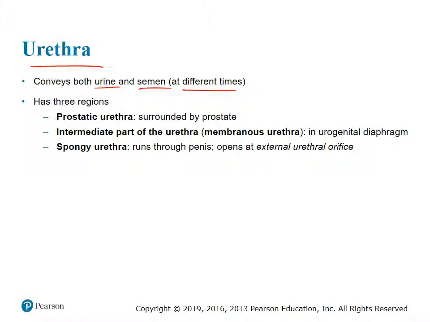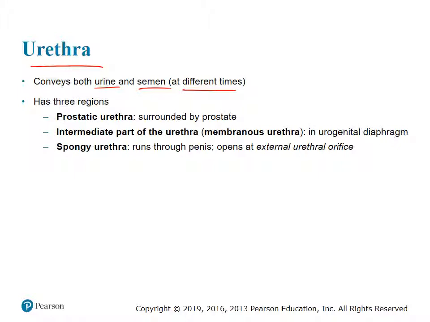So it's at different times, and there's a system in place where it'll cut off supply from the bladder during ejaculation, and vice versa, will cut off supply to the ductus deferens when urinating, right?